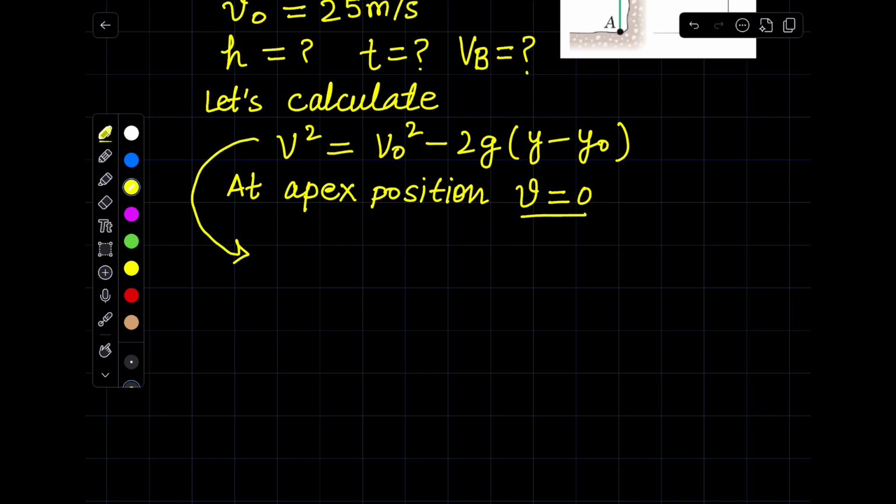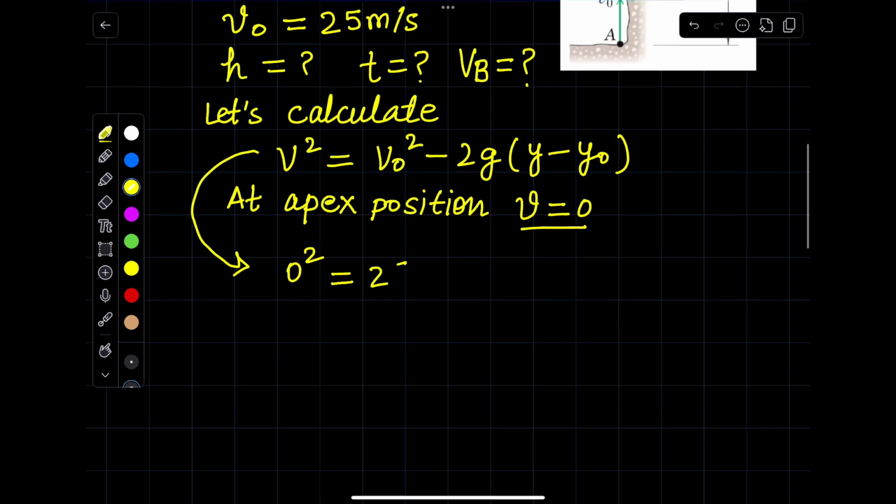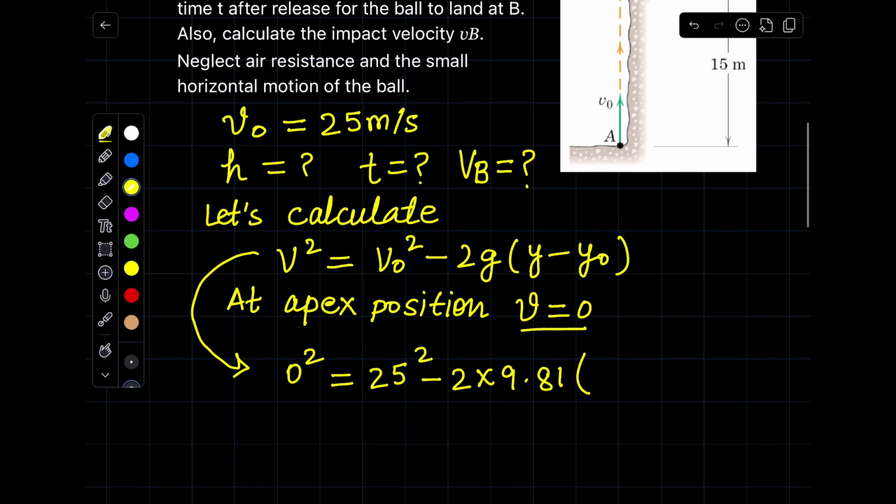So let's see here. The velocity at the apex position is 0. And what is the initial velocity? It is given in the problem. It is 25 meters per second. So let's put in all the values.